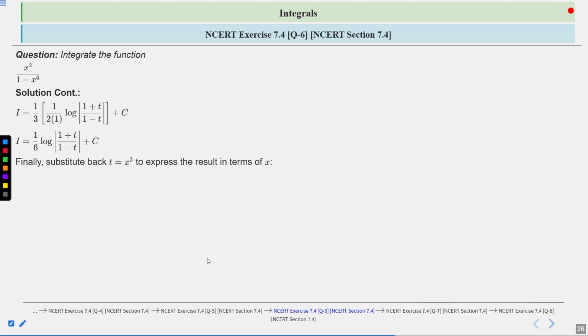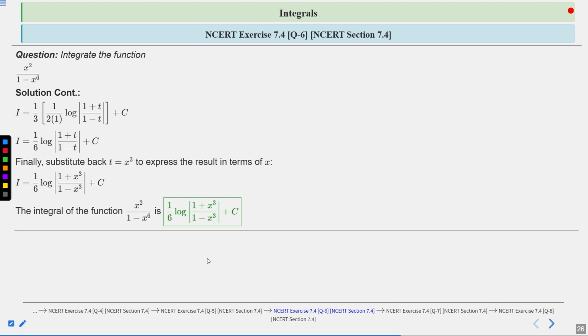Okay, so finally substitute back t is equal to x cube to express the result in terms of x. So I will be equal to 1 by 6 log mod 1 plus x cube upon 1 minus x cube plus c, okay?